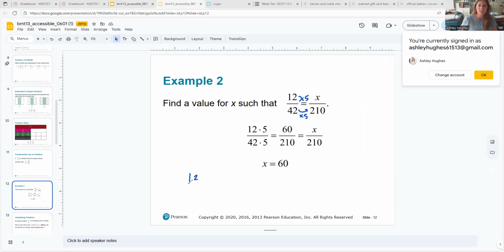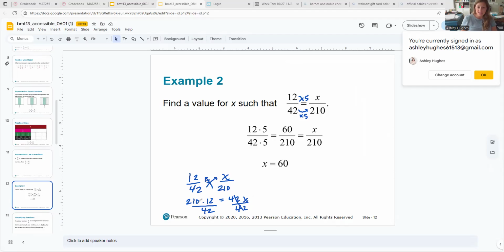Honestly, if I was teaching this to students in an algebra course, I probably would not teach it like that. I would teach to cross multiply like this. 210 times 12 equals 42 times x, and then you divide by 42, and then at the end of the day, you're going to get 60.